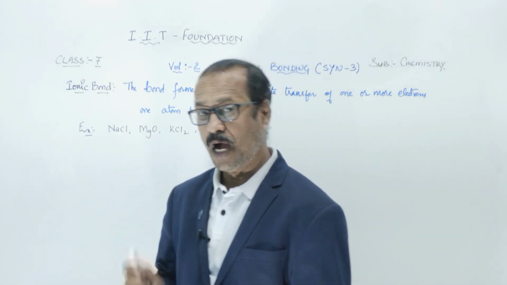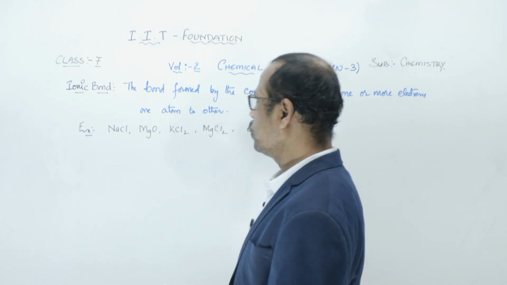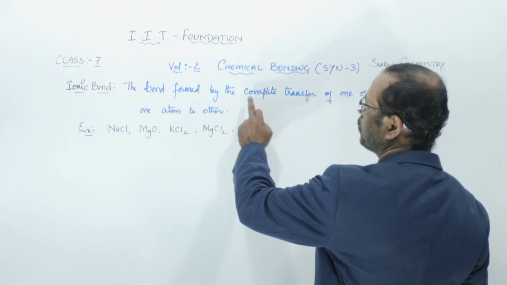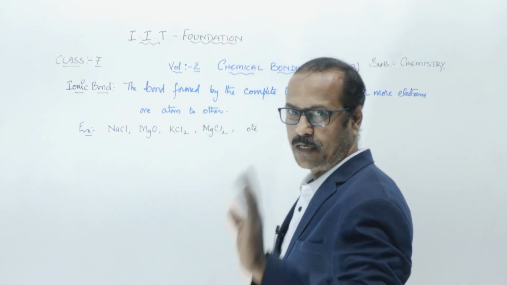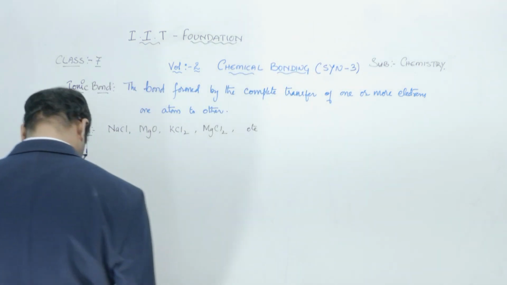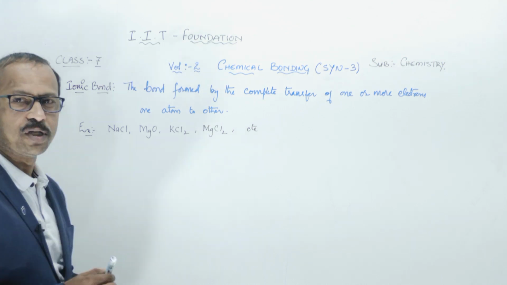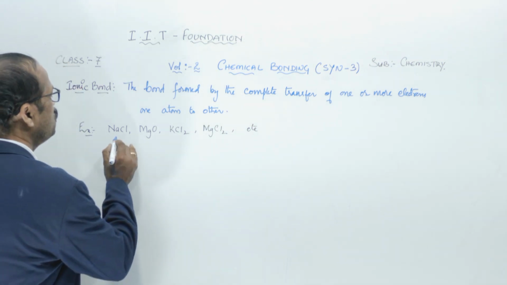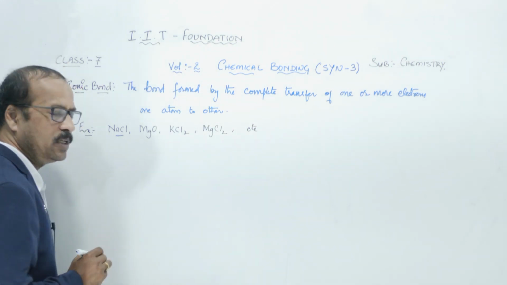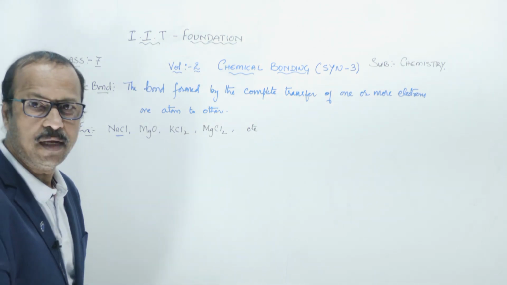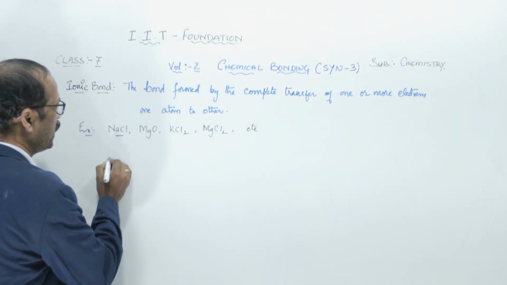So let us see how ionic bond is formed. The bond formed with a complete transfer of one or more electrons from one atom to another atom, right? So now what we do? First let us see the formation of sodium chloride. See students, here in sodium chloride the bond is forming between sodium and chlorine. So first we take sodium.